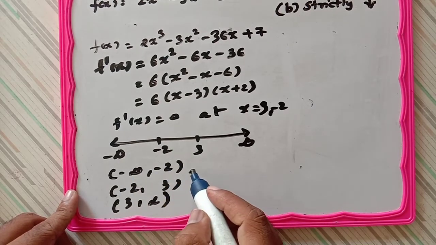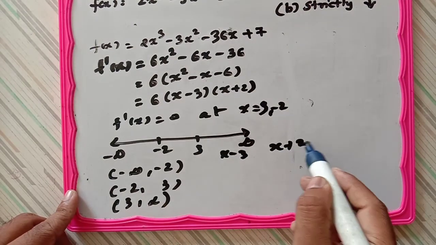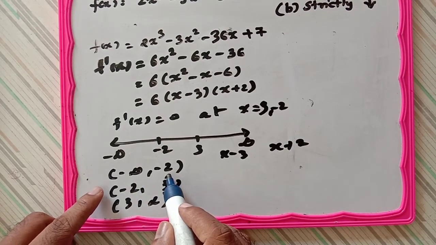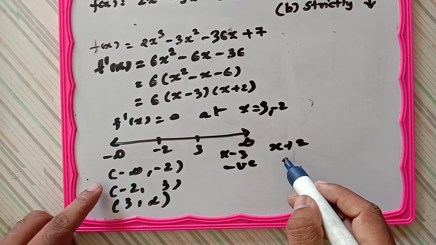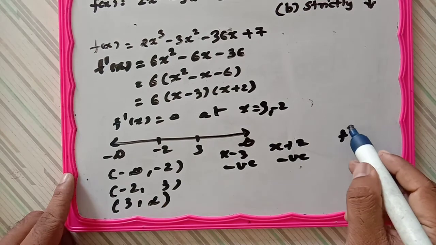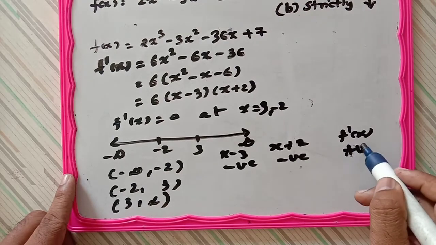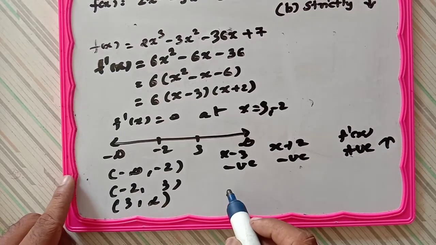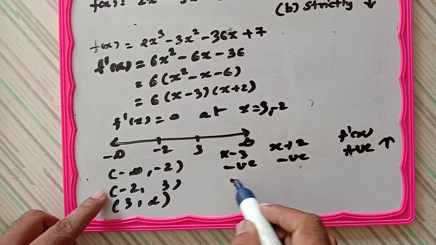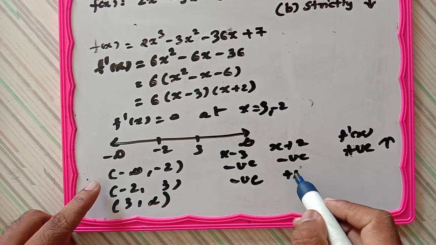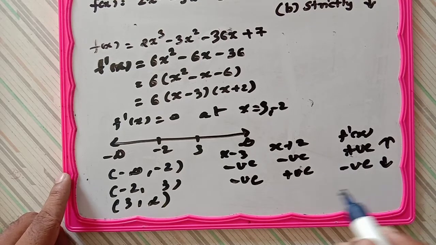In these intervals, here x - 3 and x + 2: in -∞ to -2, any value we take, x - 3 is negative as well as x + 2 also negative, and so f'(x) is greater than 0, means positive, and as it is positive, the function is increasing. -2 to 3, so we take any value, then x - 3 is negative and x + 2 is positive, and so the final answer is negative, and so it is decreasing.